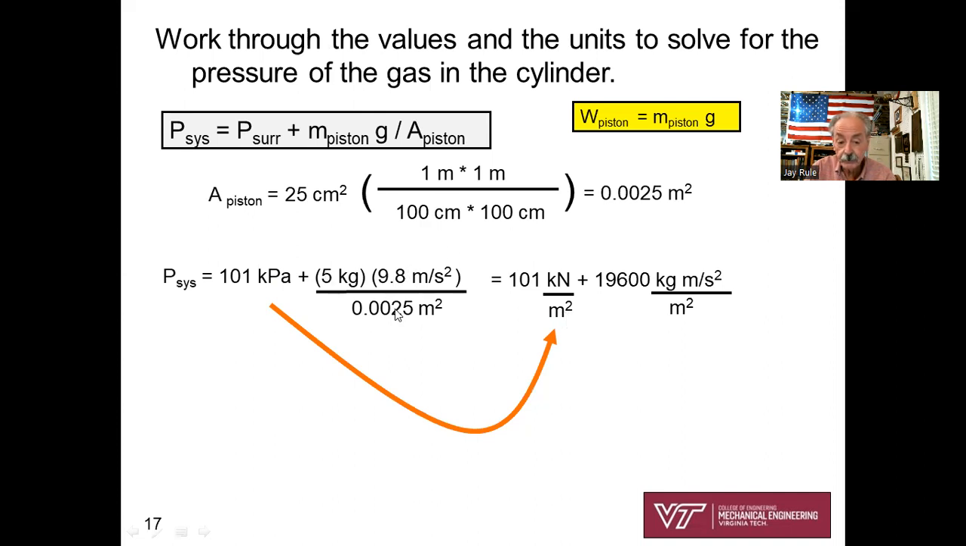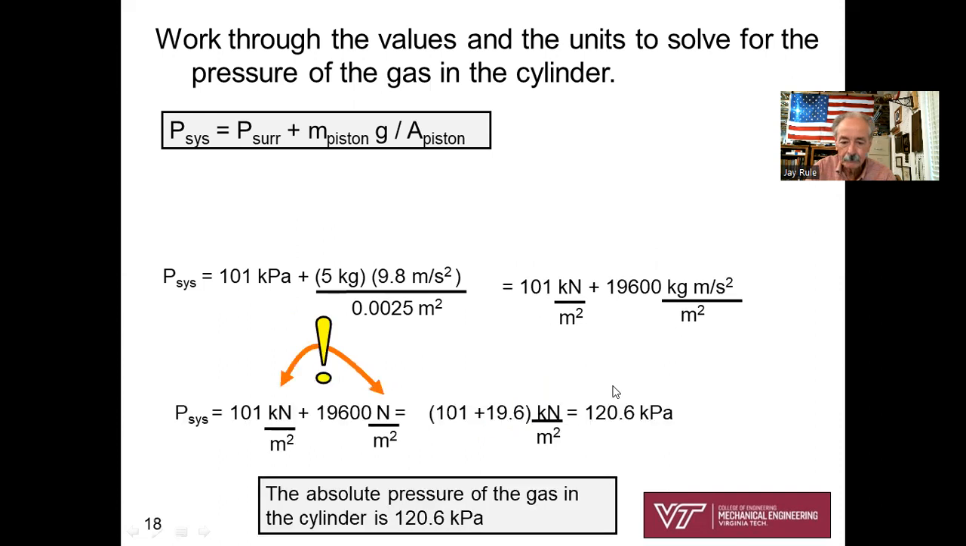Notice here, I'm going to do the math and keep my units. 5 times 9.8 over 0.0025 is 19,600 kilogram meters per second squared divided by meter squared. Oh, so I've got to see if I've got a match here or not. Let's go to the next slide. So do you see what I did? See that? Okay. And then with my eyes, these aren't matching exactly. I still got some work to do.